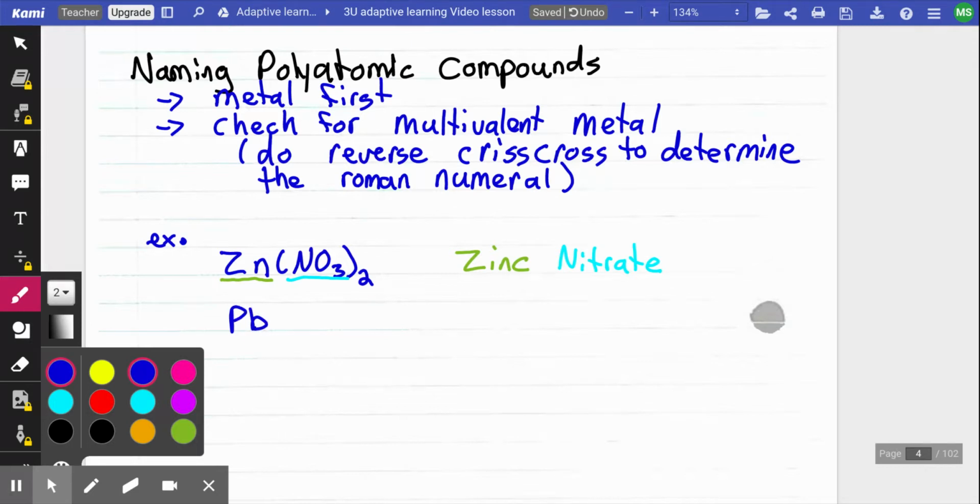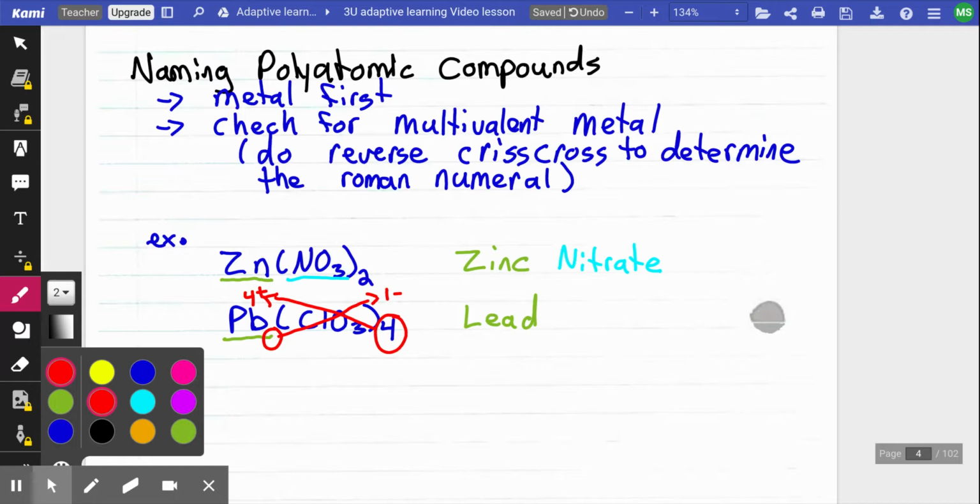We're going to do Pb(ClO3)4. So looking at our rules, first part of our step, name of our metal, Pb is the symbol for lead. Lead is a multivalent metal, so we have to do a reverse crisscross. This 4 comes up here and becomes the charge for lead. And the invisible 1 comes up here and becomes the charge for the chlorate.